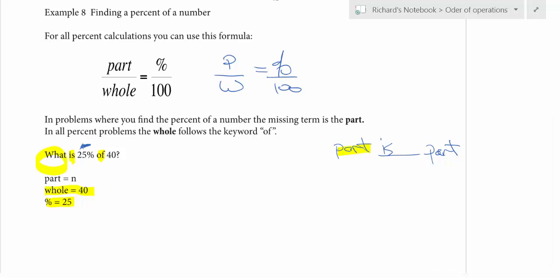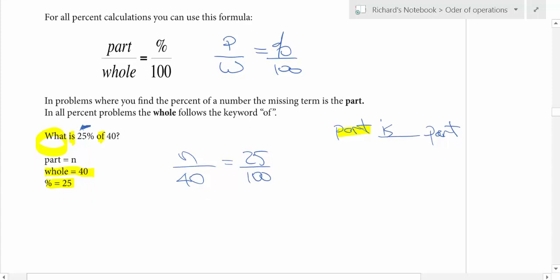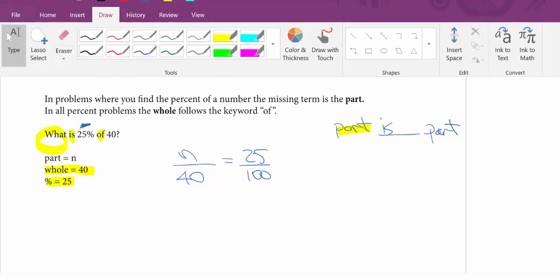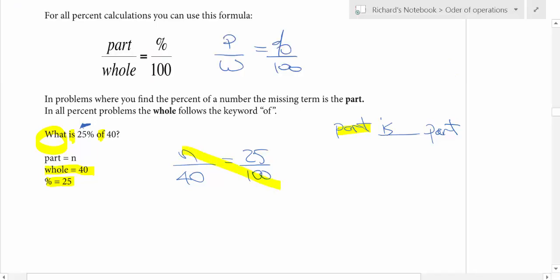So if I set this question up, what I'm going to have is the part, which is the unknown, divided by the whole, which is 40, equals the percentage, which is 25, over 100. Well, what you can do in all of these problems is cross multiplying, and that will put everything on one line, so there's no fraction.